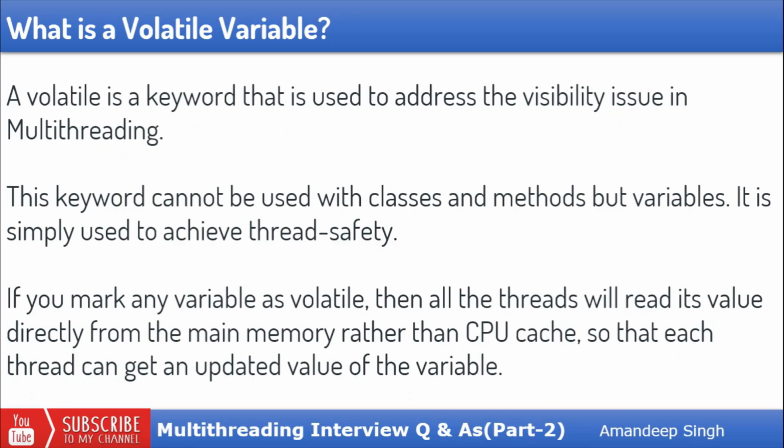So to avoid such scenarios or such issues, we can use volatile variables. This keyword cannot be used with classes and methods, but only variables. It is simply used to achieve thread safety. If we mark any variable as volatile, then all the threads will read its value directly from the main memory rather than from CPU cache, so that each thread can get the updated value of the variable.